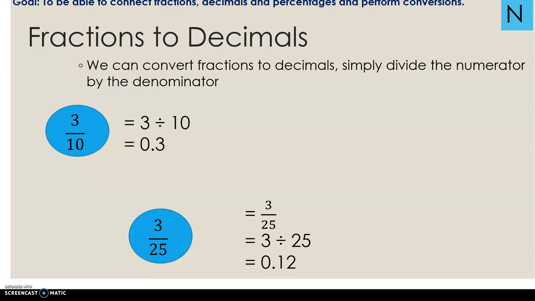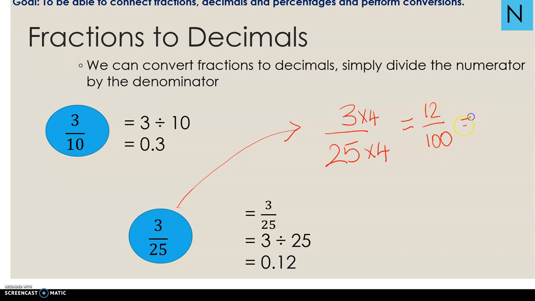There are other ways to do it as well. If I wanted to do this slightly differently, I convert my denominator to a power of 10, so 10, 100 or 1,000. In this case, I can easily convert it to 100. 25 times 4 gives me 100 and I have to do the same to the numerator. So what I get is 12 over 100 and we know that 12 over 100 is the same as 12 divided by 100, which gives me 0.12. So the answer stays the same regardless of which method you use, just pointing out that there's other ways of doing it as well in case you're used to doing it this way here.